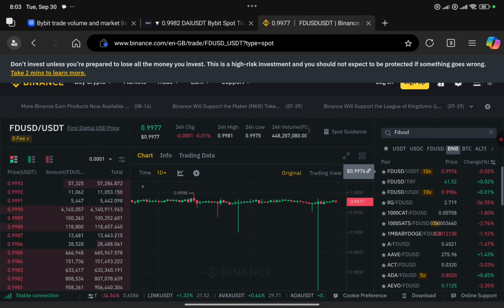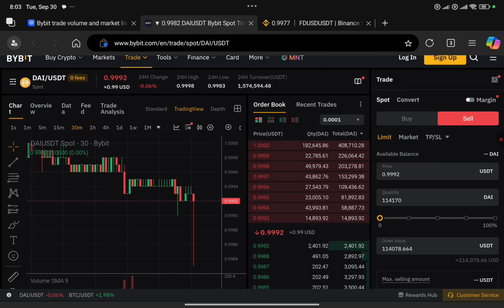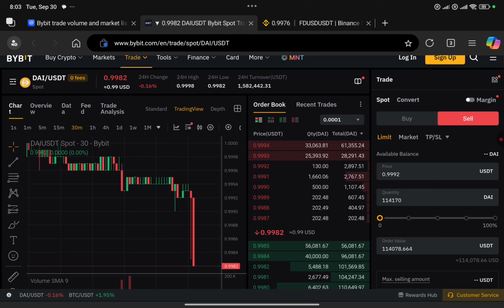114,170 FDUSD is equivalent to 114,000 USDT at least, right? Because it has to be at least 114,000 USDT for you to even think about making any extra money with the amount that will go on top of it. So that's basically how it goes. So depending on your region and depending on what you prefer, these two exchanges could serve you well when you are doing cryptocurrency arbitrage trading.